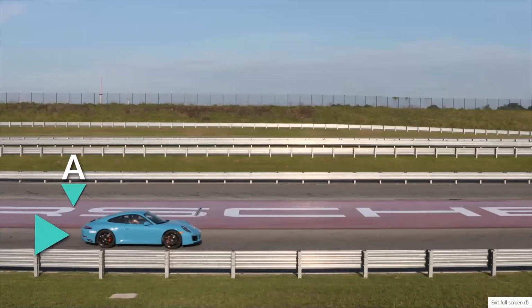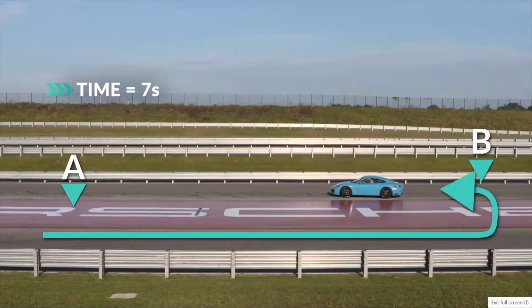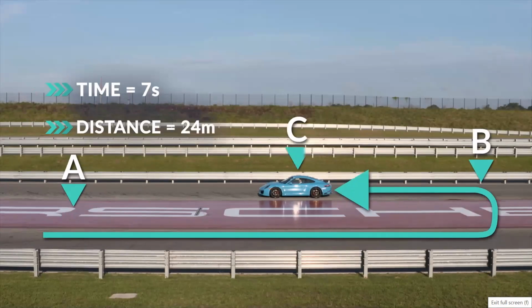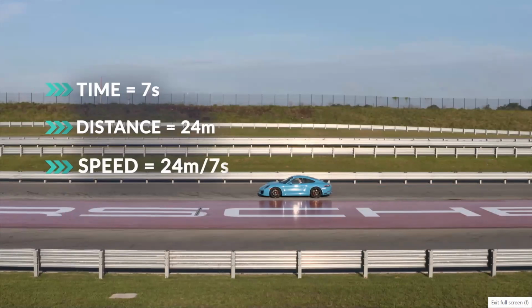Well, there's only one way to find out. It took the car 7 seconds to complete its journey. The total distance it traveled was 24 meters. This means that the average speed was 24 meters divided by 7 seconds, which is 3.43 meters per second.